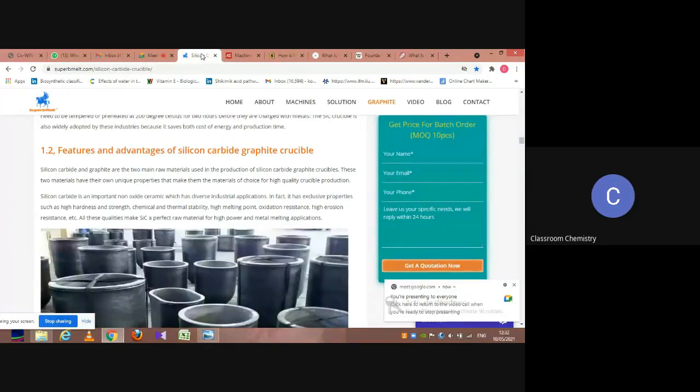Okay, so silicon carbide is an important non-oxidic element. तसं ते ऑक्सिडाइज होत नाही, त्यामुळे त्याची स्ट्रेंथ आहे तशी राहते. Okay, and because of this hardness and strength, chemical and thermal stability, high melting point, and the melting point will obviously be more than 1600, कारण का आपण हे वापरतोय मेल्ट करण्यासाठी एखादं मेटल around 1600 degrees Celsius. So this silicon carbide has a higher melting point than the other metals.